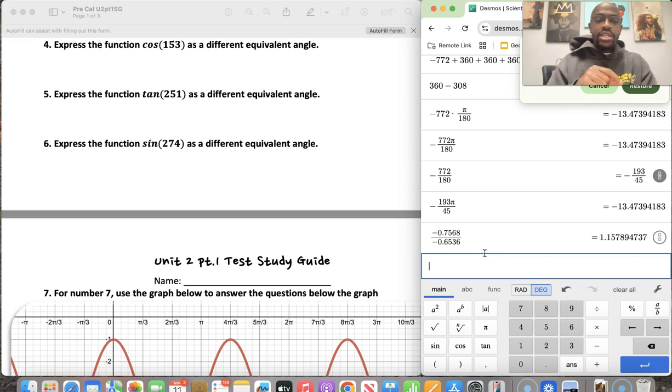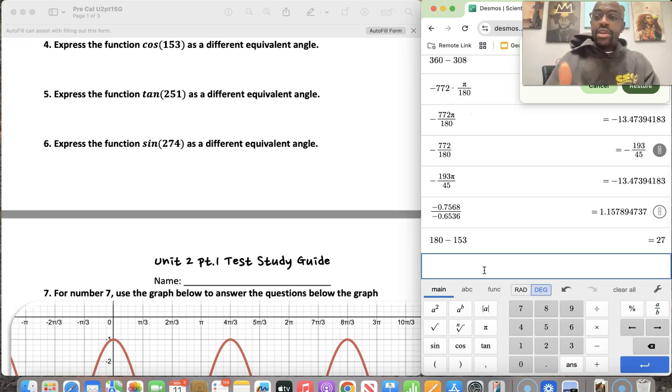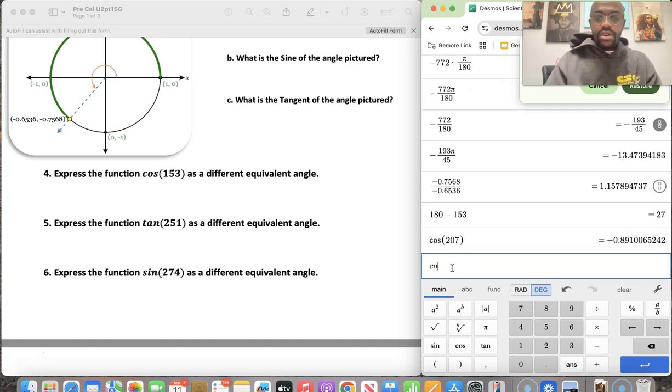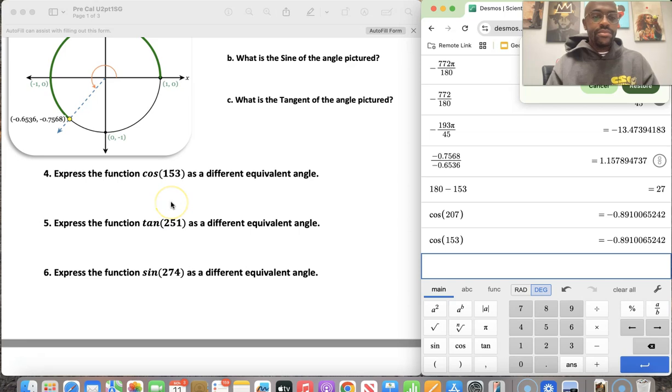But I need to find the angle in quadrant 3 that has the same reference angle as the cosine of 153. So now I need to find the reference angle of 153, which is 27. So now I need to find the angle that's in quadrant 3 with the same reference angle. If you're looking at a unit circle, if I know I'm in this quadrant and my reference angle is 27, that means my angle is going to be 180 plus that 27, which is 207. So if I type in cosine of 207 and I type in cosine of 153, I should get the same value, which I do. So my correct answer is going to be cosine of 207 degrees.